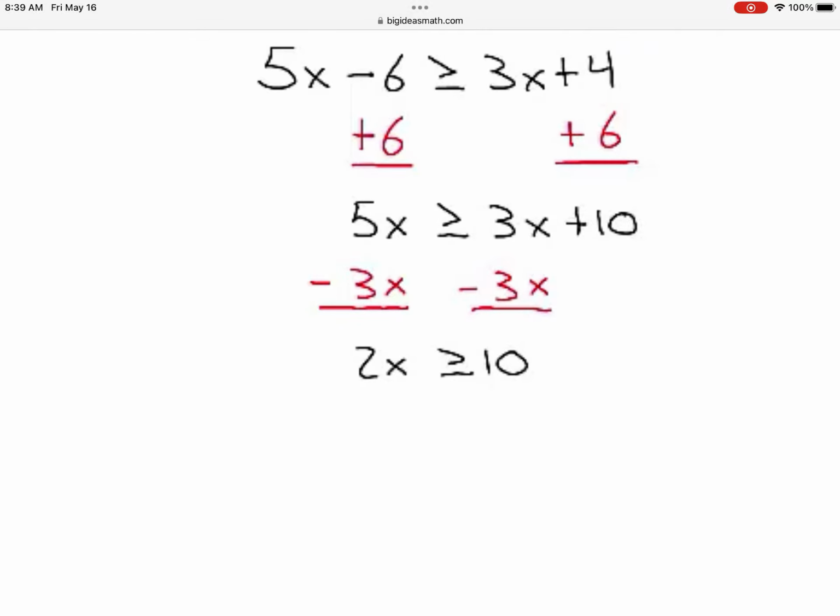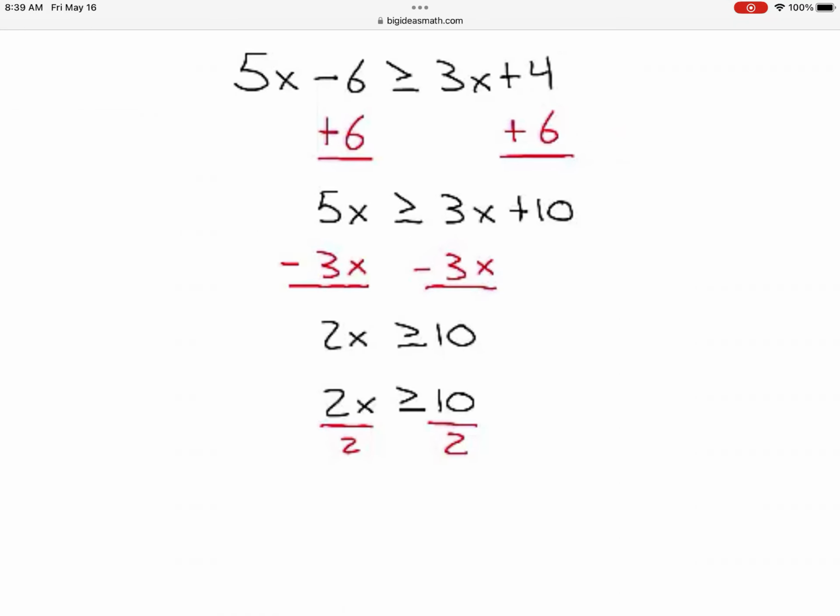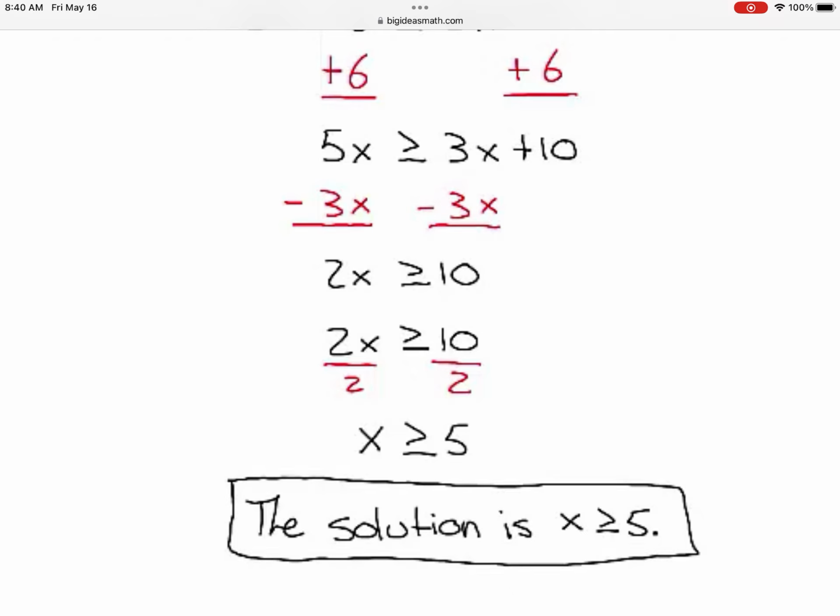Next, use the division property of inequality. Divide each side of the inequality by 2. 2x divided by 2 is greater than or equal to 10 divided by 2. Because 2 divided by 2 is 1 and 10 divided by 2 is 5, x is greater than or equal to 5. So the solution is x greater than or equal to 5.